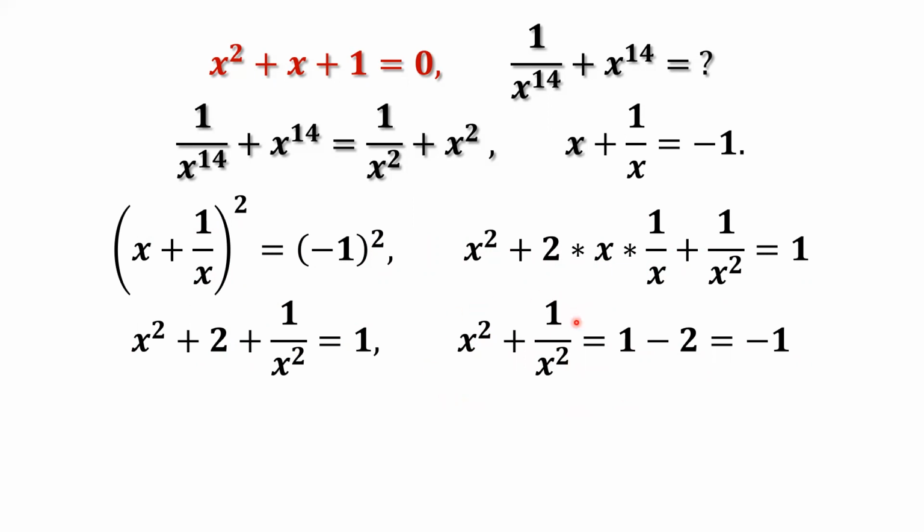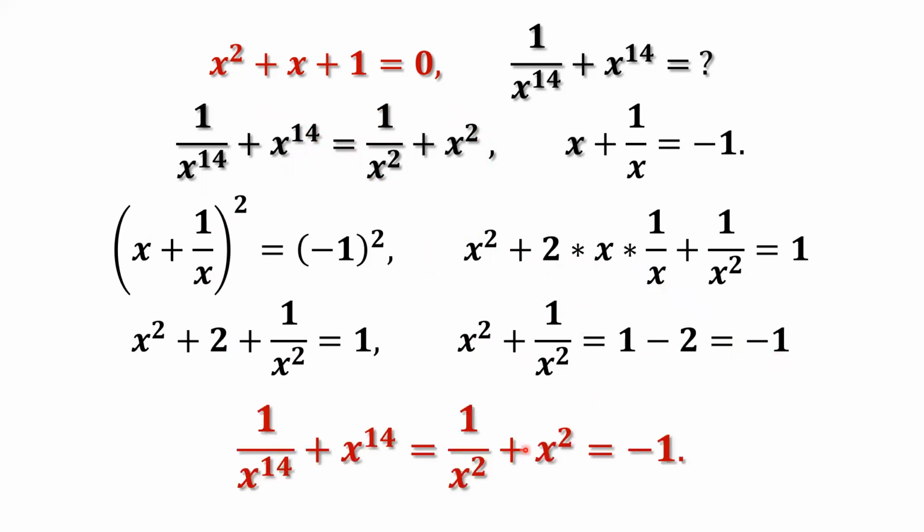So we find this x squared plus 1 over x squared, which is here. So what is the original question? The original question, we want to find this. We find this is negative 1. So we find the final answer is negative 1. Negative 1 is the final answer.